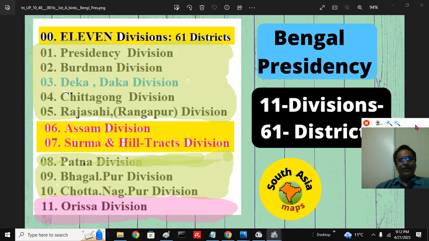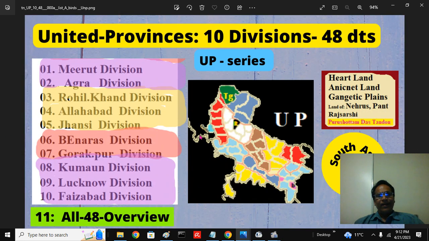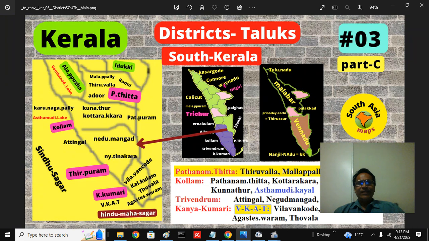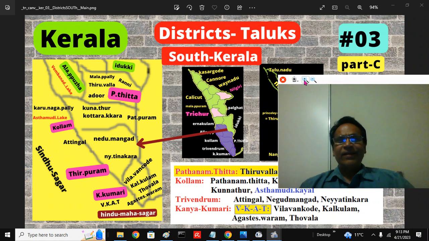Of course, the heartland where British power started at the Battle of Plassey in the lower Gangetic Delta. 11 divisions, 61 districts of the Bengal Presidency of British India. We finished the heartland of Bharat, the Ganga Sindhu Maidan, the Indo-Gangetic Plain. British India's United Provinces, UP. It's the UP series, the heartland, the ancient land, now called Uttar Pradesh. We have also finished that series. You can look at it. This is about today's Kerala series part 3, the districts and taluks.